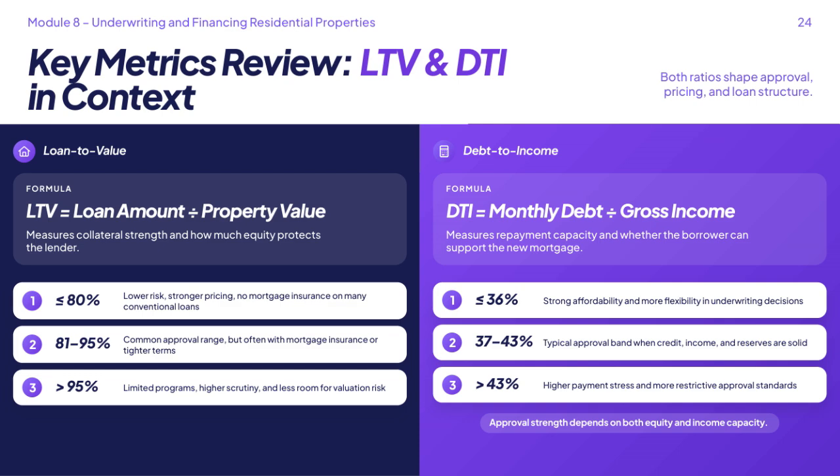Moving to debt-to-income ratio, or DTI, this is calculated by dividing a borrower's monthly debt payments by their gross income.